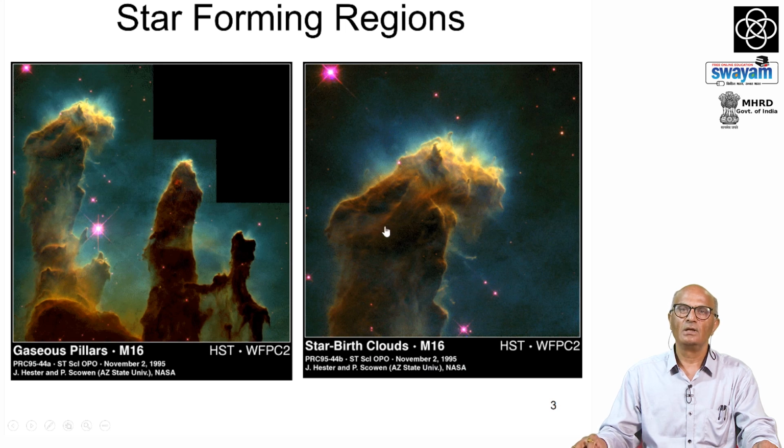So, this is a star forming region, and this is one example, but in fact, in our galaxy there are several such star forming regions like the Horsehead Nebula, the Carina region, and the Orion region. In all these regions, stars are presently in the process of formation.